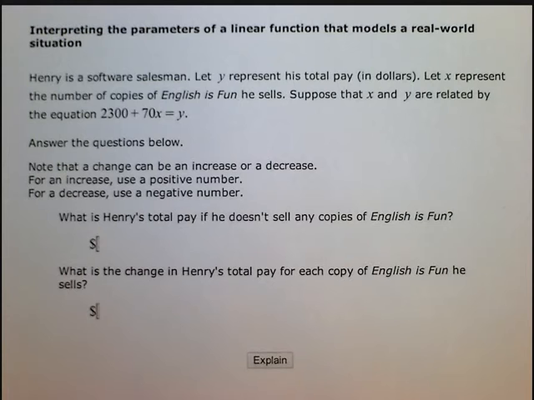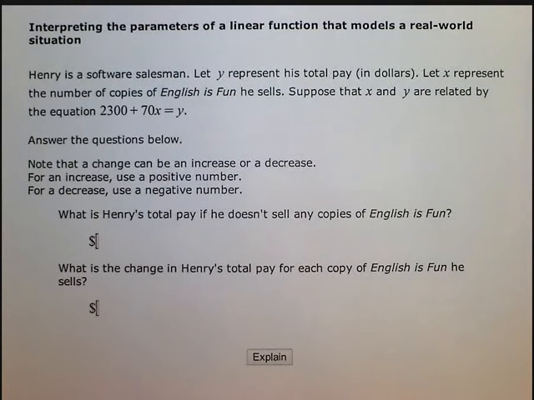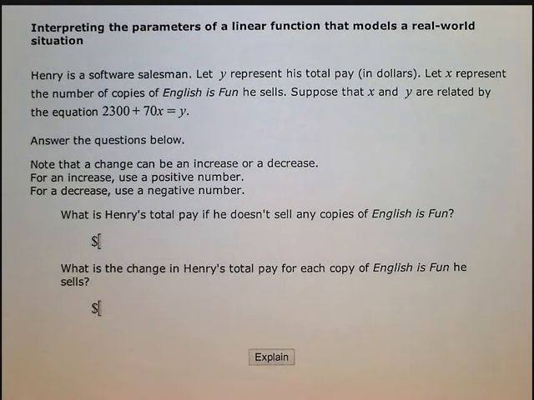Let y represent his total pay in dollars. Let x represent the number of copies of English is Fun he sells. Suppose that x and y are related by the equation 2,300 plus 70x equals y. Answer the questions below.